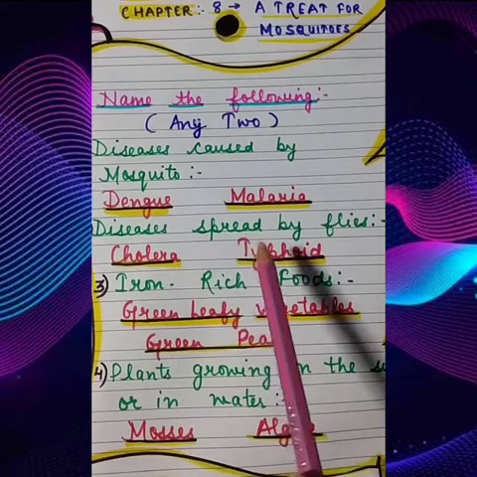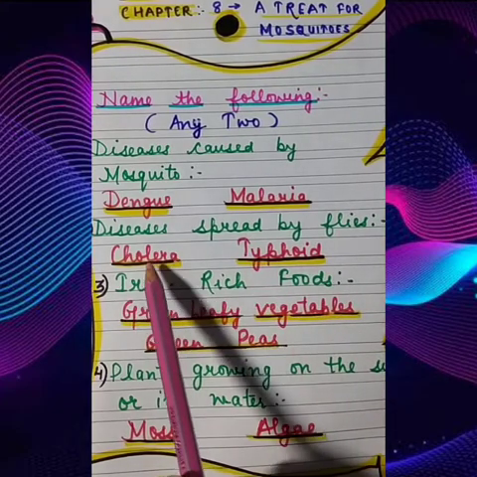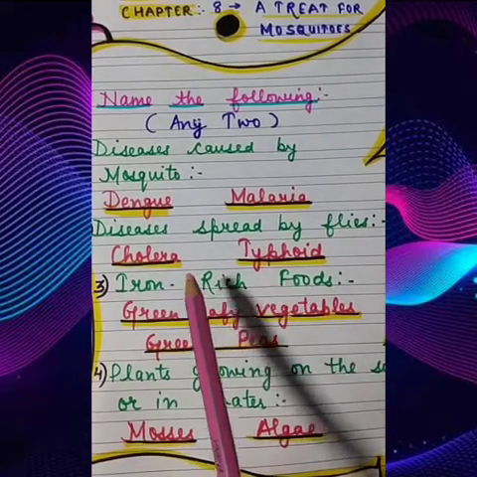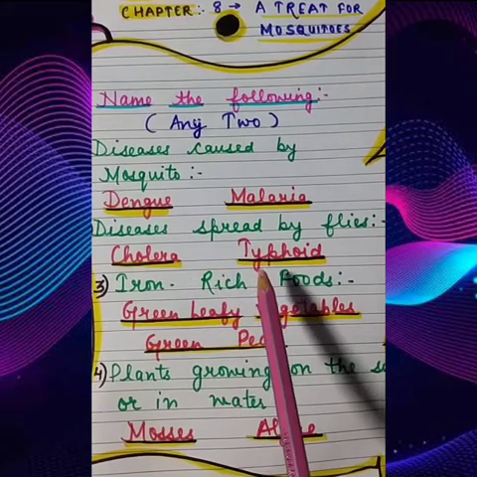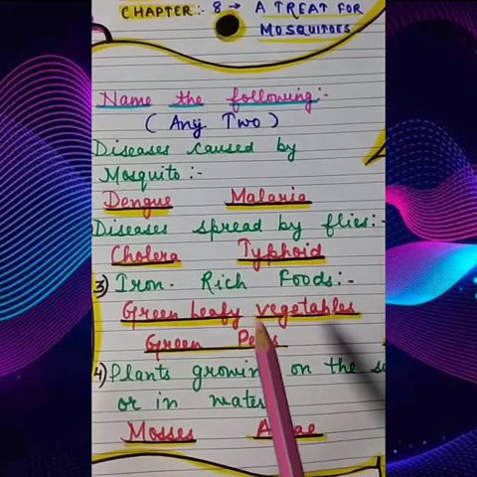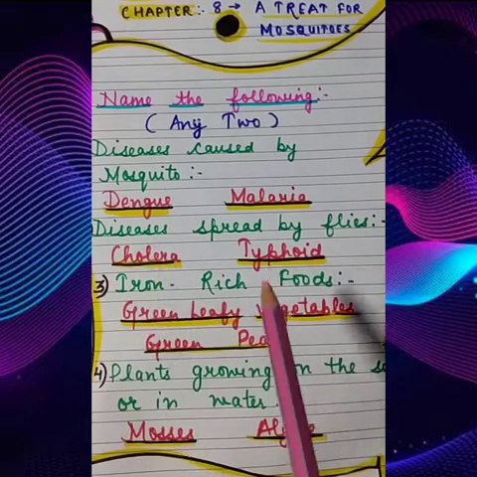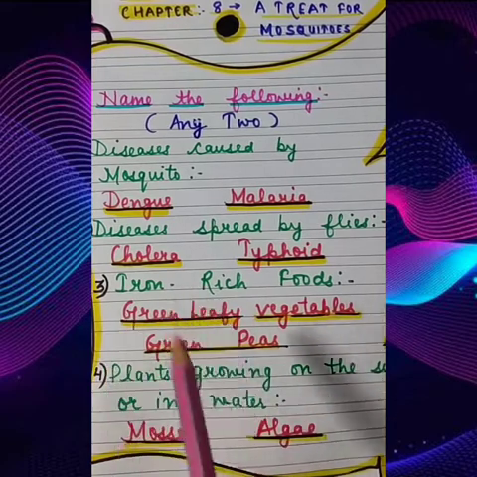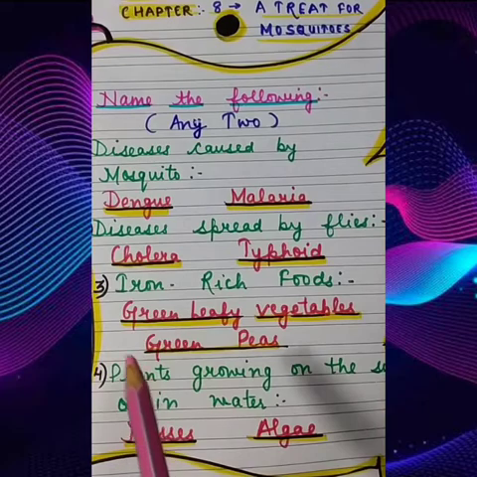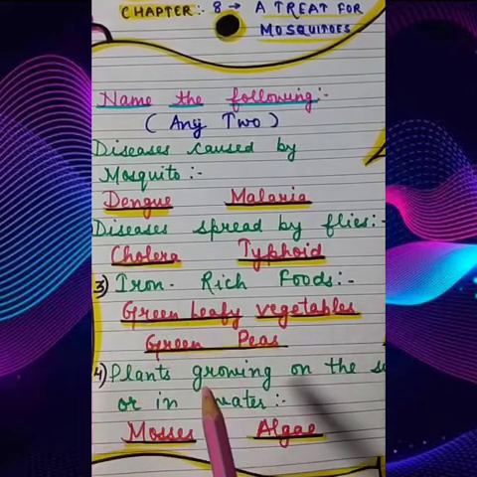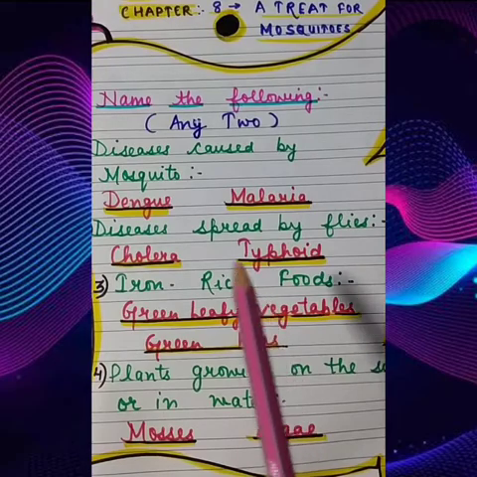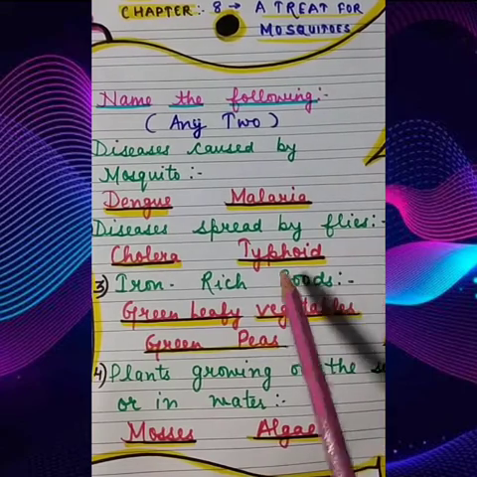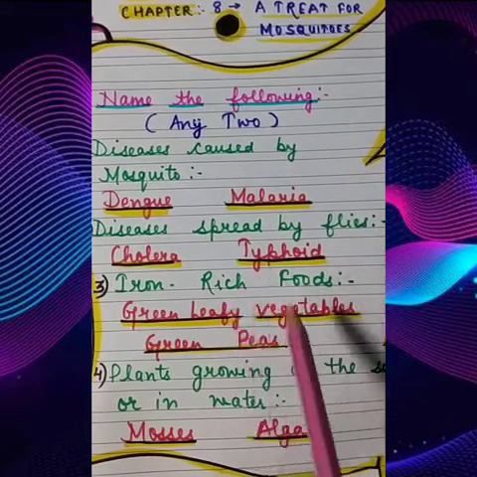Second one is diseases spread by flies. First one is cholera, second one is typhoid. These both are bacterial infectious diseases which lead to dehydration. And the bacteria reach the gallbladder, lungs and kidney. Why do people get it? When we are eating food or drinking water which has bacteria in it. So we get these both diseases which are caused by flies, as flies sit on food and we get infected.